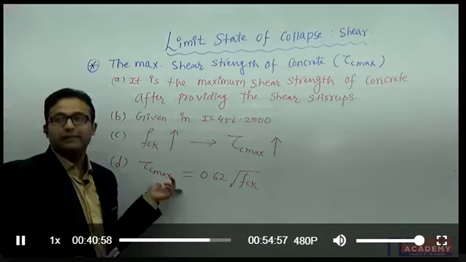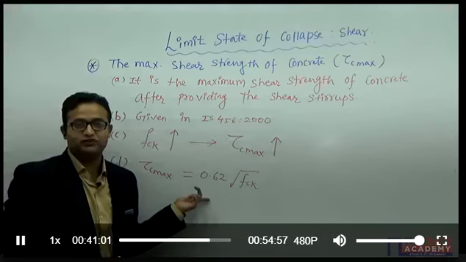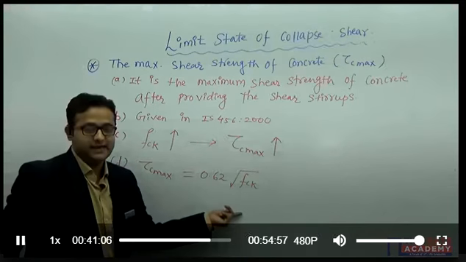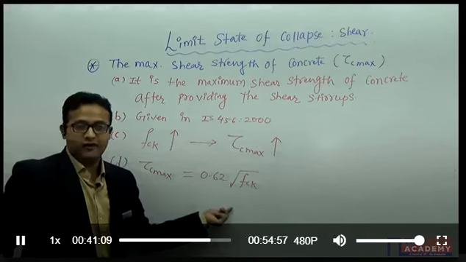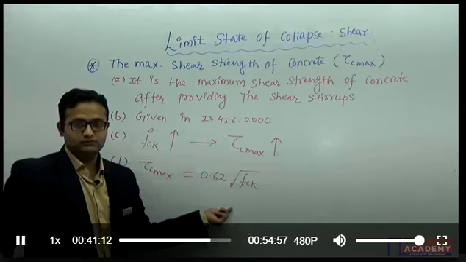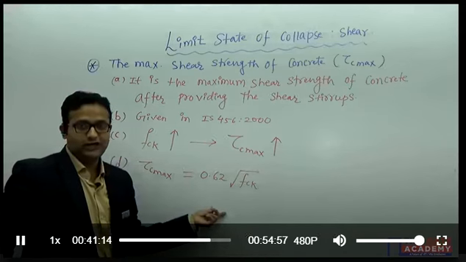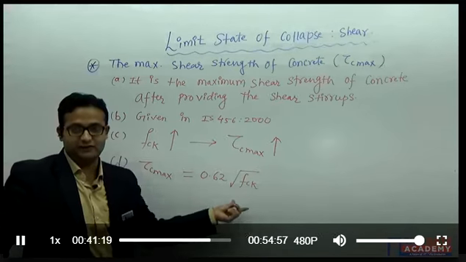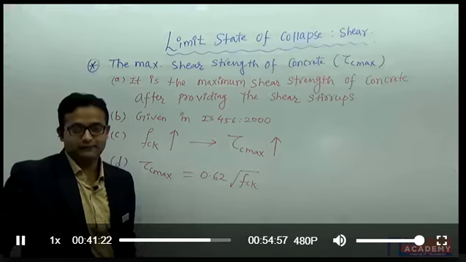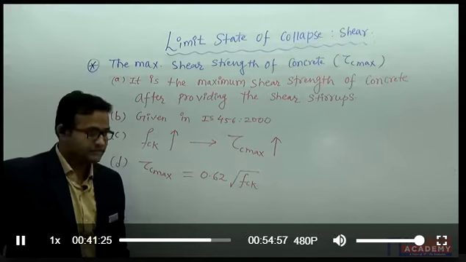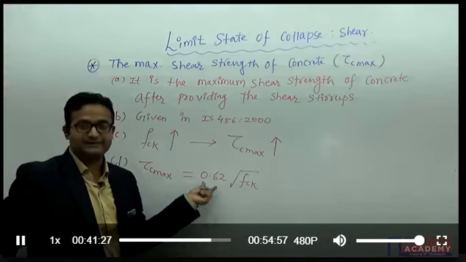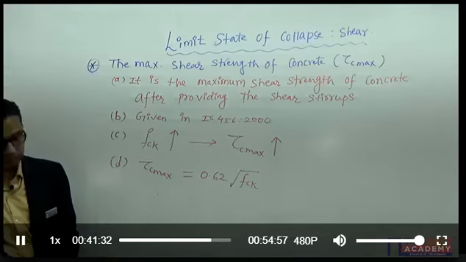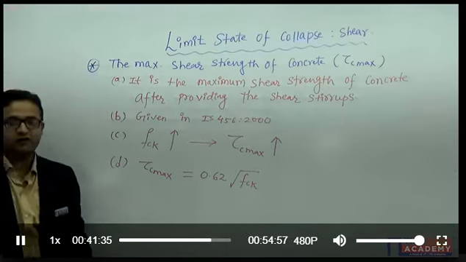Suppose somebody is telling it is approximately equal to the flexural strength of concrete. The flexural strength of concrete we know is 0.7 under root fck. Yes, we can say it is nearly equal to the flexural strength of concrete, but only mathematically. Actually, we need to calculate 0.62 under root fck. It will give a somewhat different value. This formula is not given in the IS code. The value of tau c max is given in the IS code for the different grades of concrete. So this is the maximum shear strength of concrete.